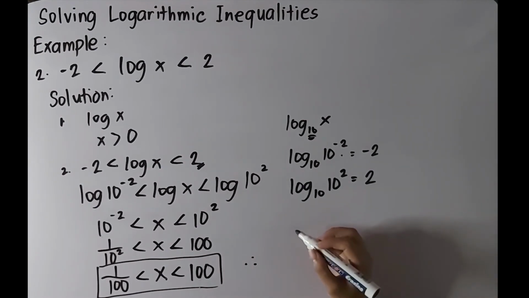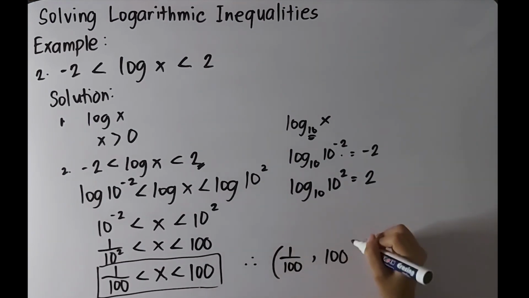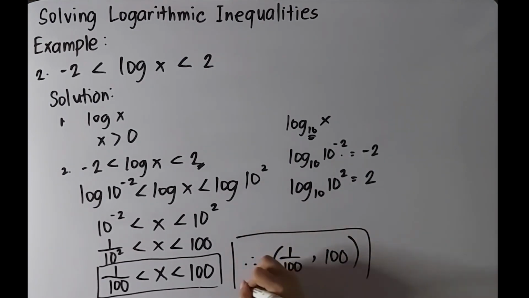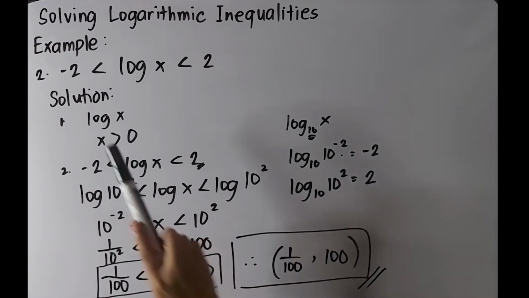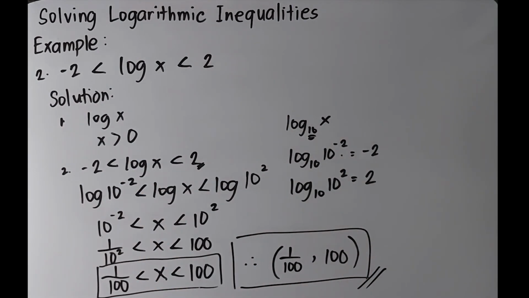This is the solution set, or in interval notation, from 1 over 100 to 100. These are the values of x in this logarithmic inequality. When we substitute values from 1 over 100 up to 100 in this logarithmic inequality, it should be a true statement. So that's it for solving logarithmic inequalities.